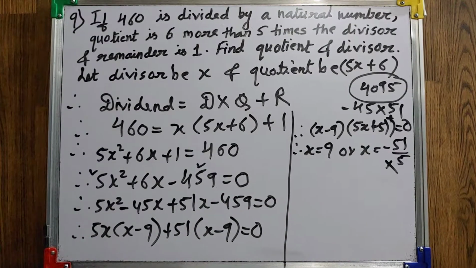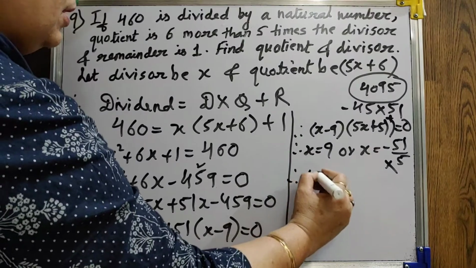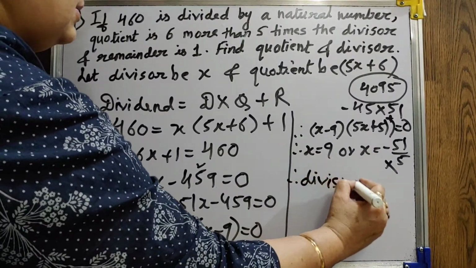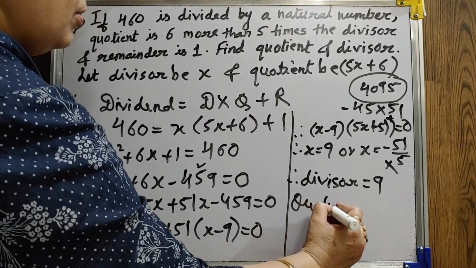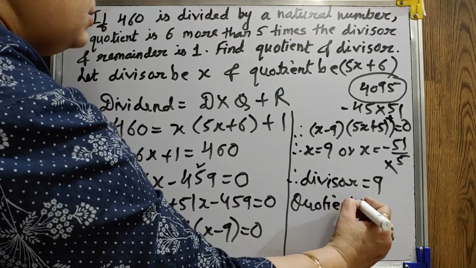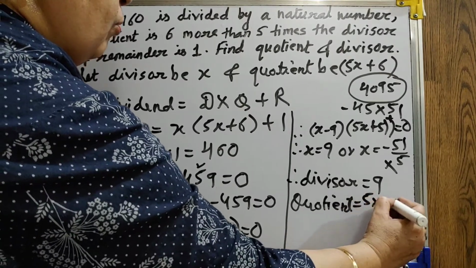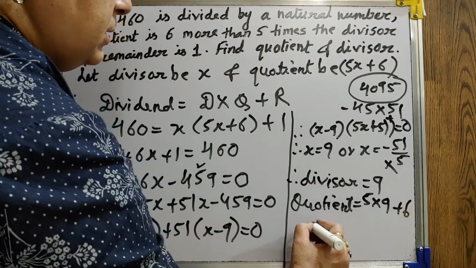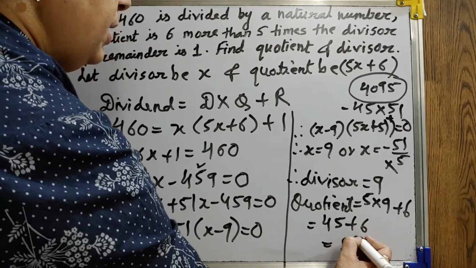So our value is x. X we have considered the divisor. Therefore divisor equals 9 and the quotient they have asked, it will be 5 into 9 plus 6. So that will be 45 plus 6, 51.